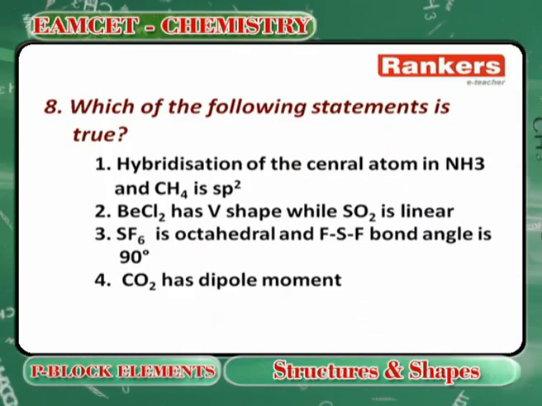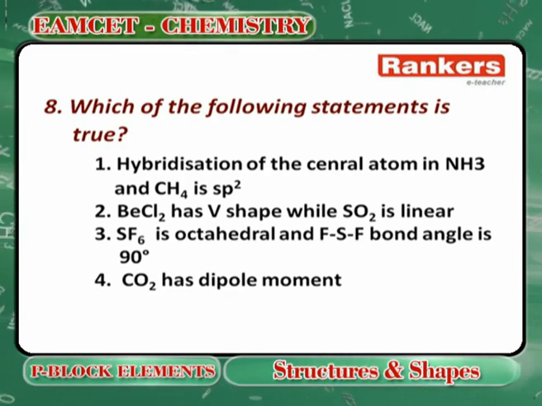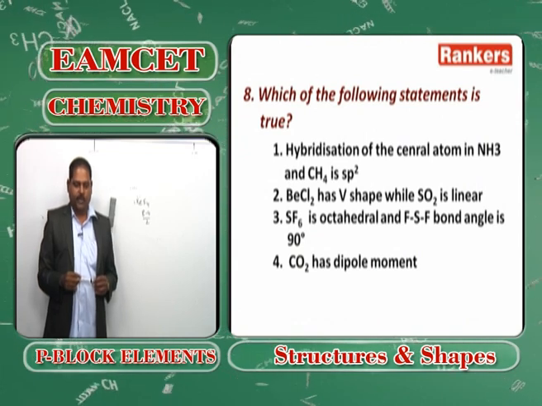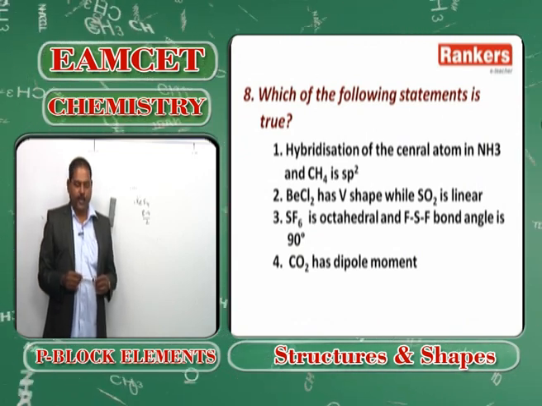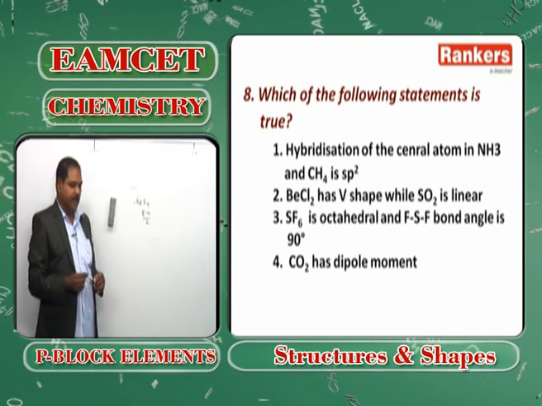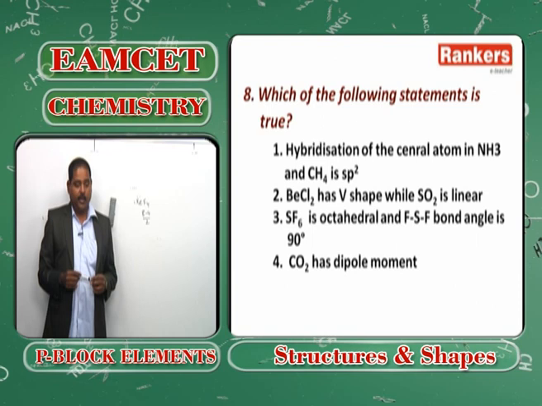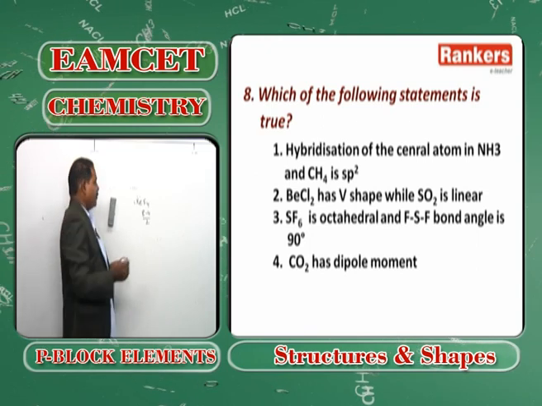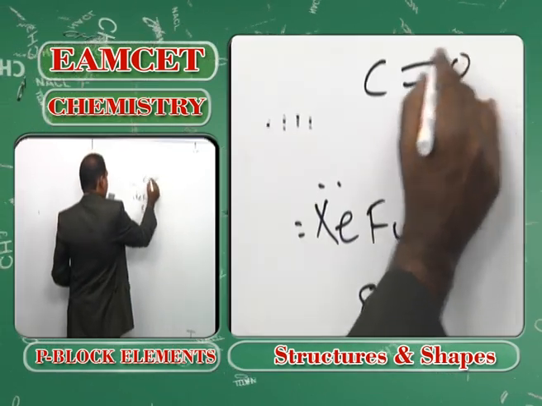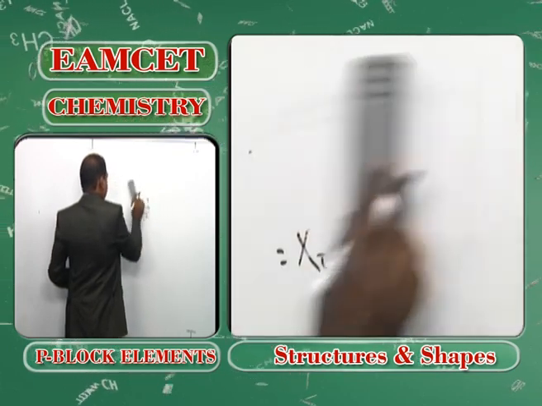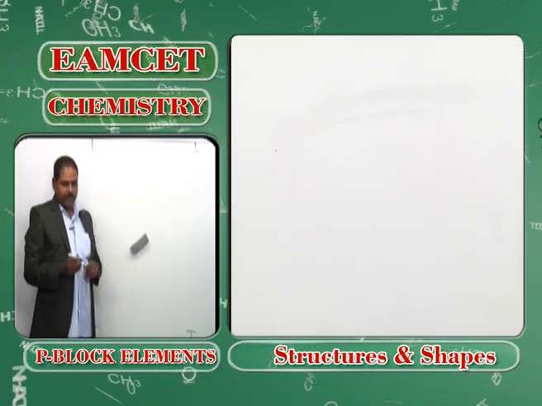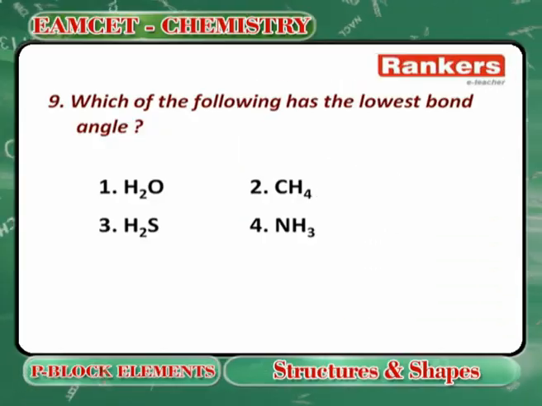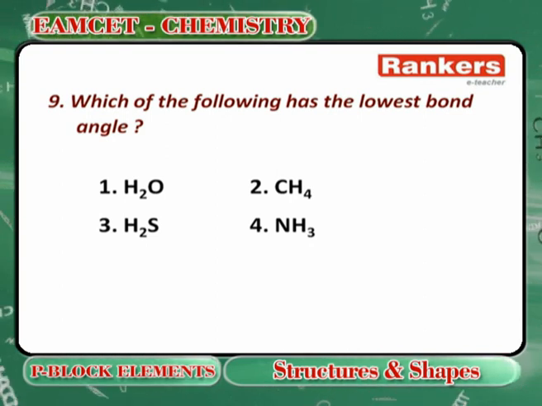Which of the following statements is true? Hybridization of the central atom in ammonia and CH4 is sp2, which is wrong. NH3 is sp3, CH4 also is sp3. BeCl2 has V shape? No, BeCl2 is linear. SF6 is octahedral and the FSF bond angles are 90, that is correct. CO2 has dipole moment, that is wrong because CO2 has no lone pair and similar terminal atoms. We will discuss polarity at a different time. But right now, the answer is 3. SF6 is octahedral. Next.